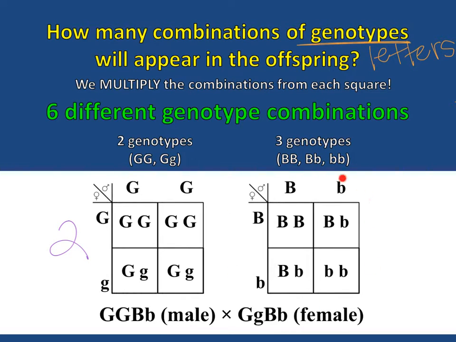Now let's look at this Punnett square here. In this Punnett square, I see big B, I see a big B, and I also see a little b. So there are 3 different combinations. What I do to these 2 numbers, I have to multiply them. 2 times 3 is equal to 6. So the answer to this question is 6 different genotype combinations. I also wrote the answer here as well.